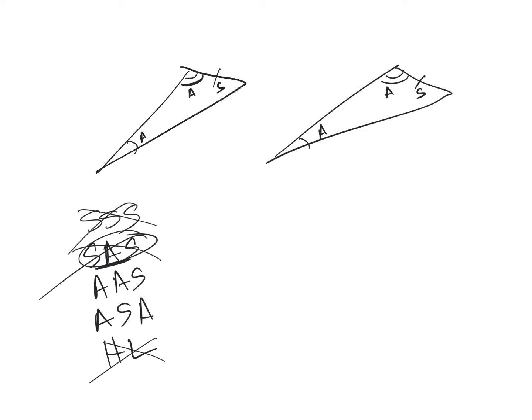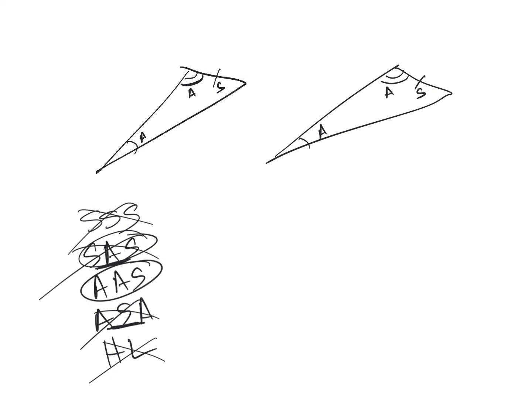Now the question is angle angle side or angle side angle. The easiest one is if the side is in between the two angles. So angle side angle means the side has to be attached to both angles. Is the side attached to both angles? No. So in both triangles, it's that way. So the only thing left is angle angle side.